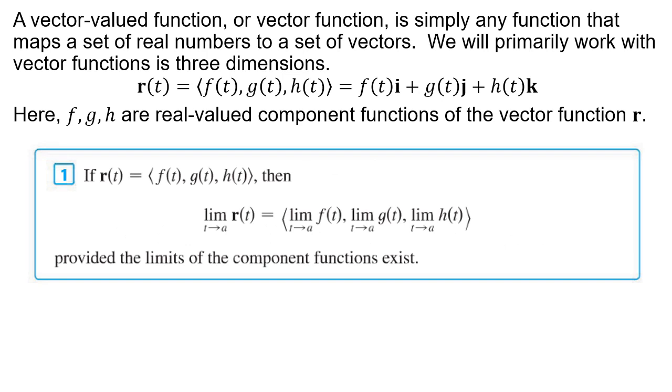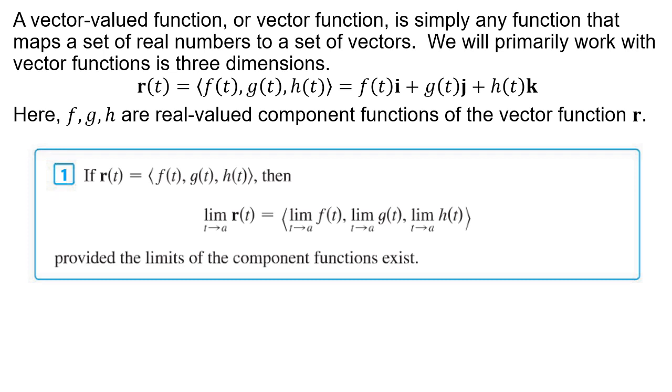All right, so let's talk about what a vector function is just from the get-go. The definition: a vector valued function, or just simply a vector function, is any function that maps a set of real numbers to a set of vectors. We will primarily work with vector functions in 3 dimensions, but hypothetically you could work in any dimensions here, even in 2D. There's a couple different ways that you can denote this.